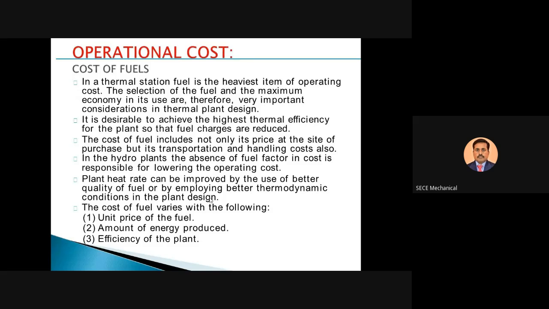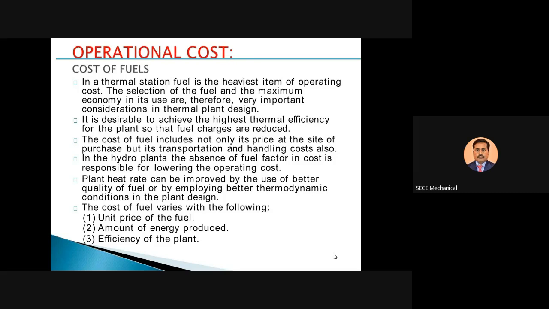So that all comes under cost of fuel. If you simply buy a fuel, it's not good work. You have to think in all the aspects. Then only we can minimize the cost of fuel, and that will lead to reducing our operational cost.